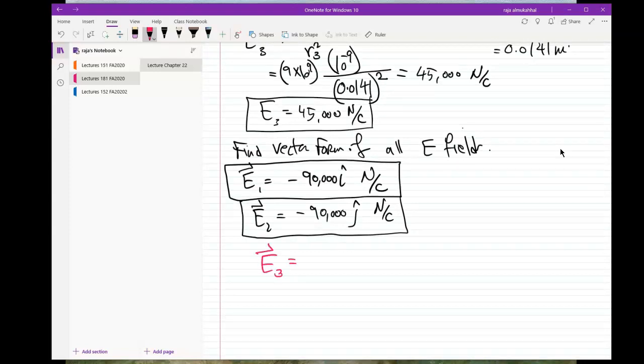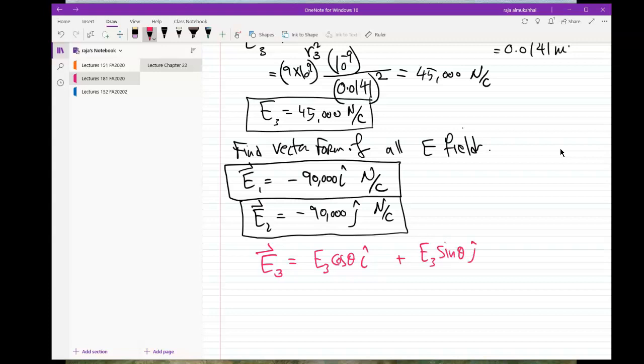I can go like this. E sub 3, now this is the x-axis: E3 cosine theta, the 45 degrees, i, plus E3 sine, the 45 degrees, j.